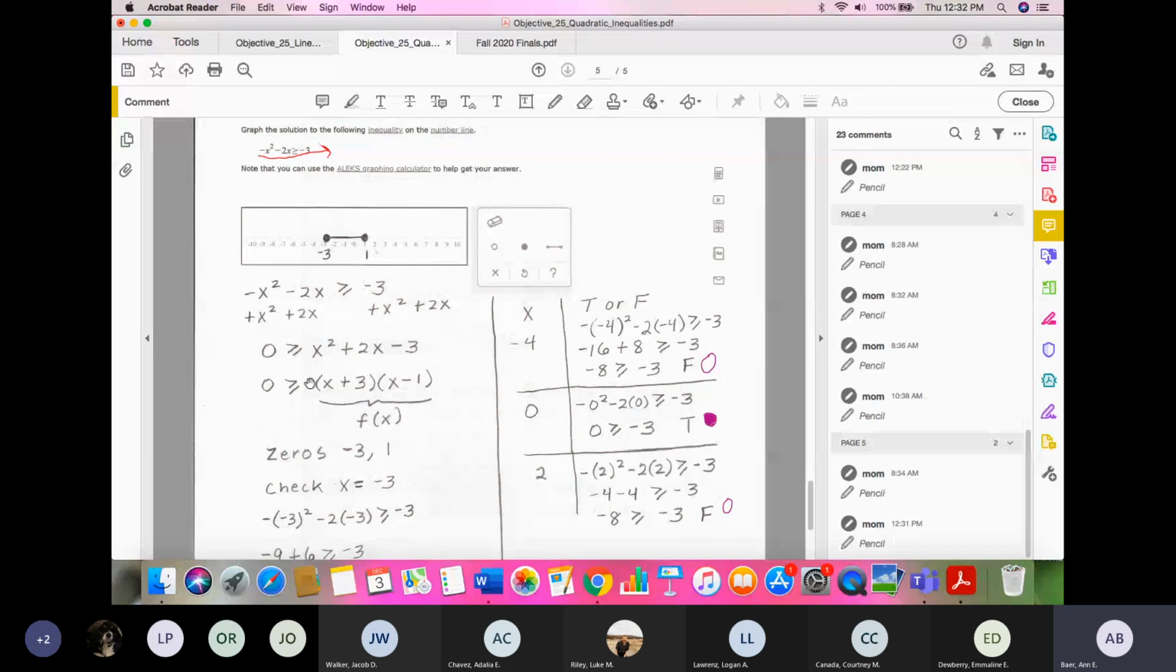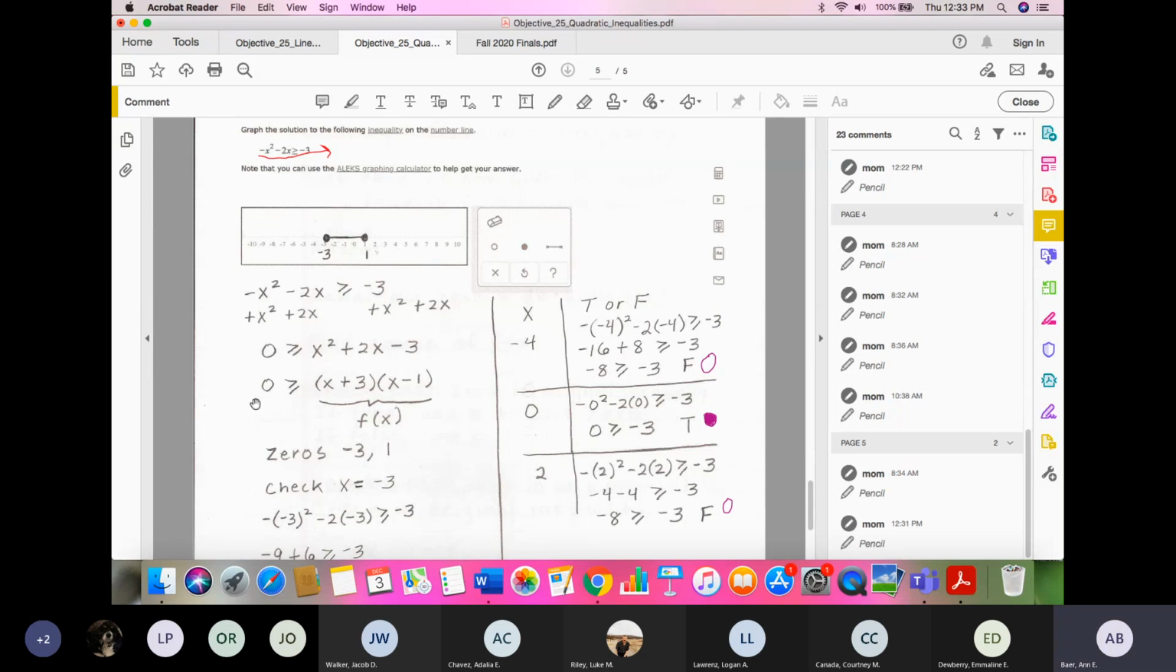Next step, factor. So we're looking for two numbers that multiply to give us 1 times -3, which is -3, and add to give us 2. Turns out that the factors are x plus 3 times x minus 1. And then I just copied this over and that over.